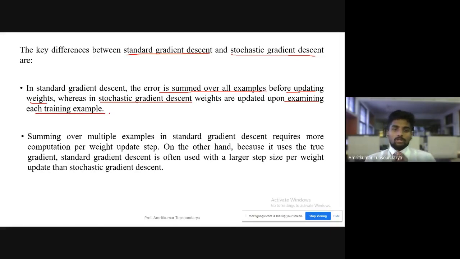So the difference overall, like I just said, is that in the standard gradient descent, which we learned in the previous lecture, we summed over all the training examples. We consider all the training examples. For example, take any data set, let's say for the medical analysis of a particular disease. Whatever data you have, all the cases that you consider, you sum up all the examples to compute the error. That is a generalized error.